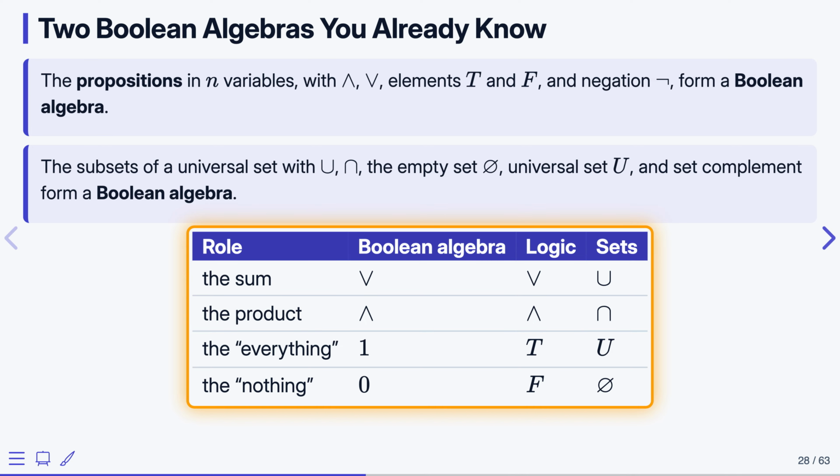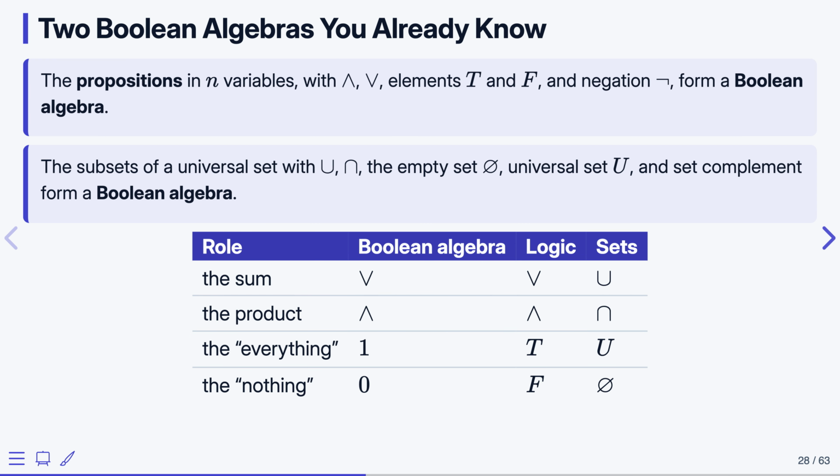That is a Boolean algebra too. The small table shows how the three languages line up. The sum, the product, the everything, and the nothing each have their own name in all three columns. Same rules, different clothing. So anything you prove about a Boolean algebra is at once a fact about logic and a fact about sets.